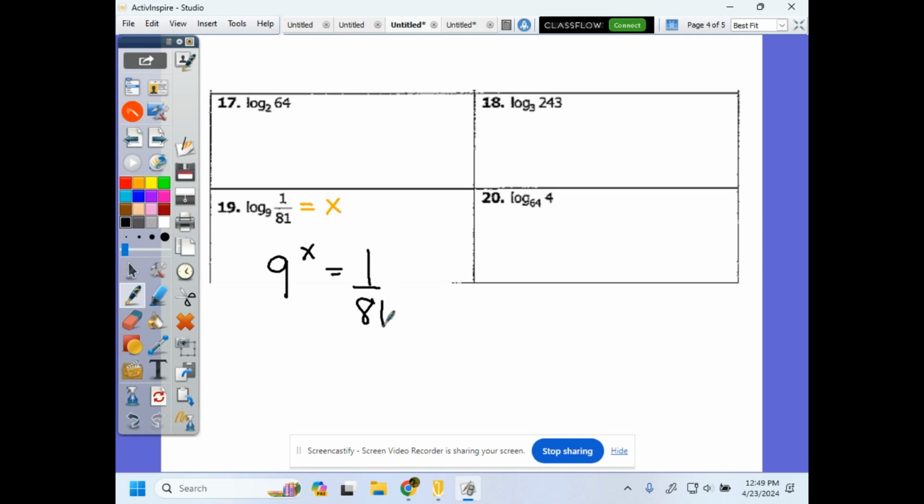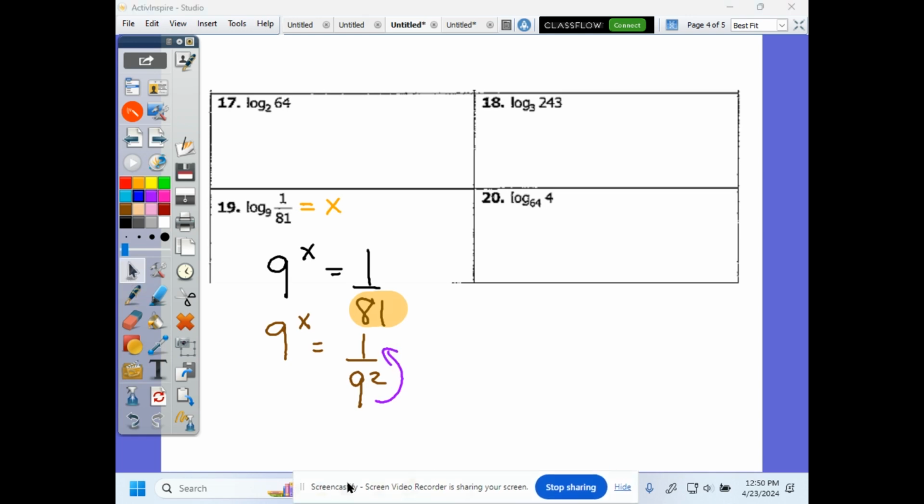You know that 81 and 9, you can make their base the same. The only problem is that the 81 is at the bottom. So we can write it as 9 to the x equals 1 over 9 squared. We know that 9 squared is 81. 9 times 9 is 81. But I need to bring this up. If I bring it up, what do you think will happen? It becomes 9 to the x equal to 9 to the negative 2. Remember, if we move it up, the sign changes. And the bases cancel out. So the value of x is equal to negative 2. Therefore, the answer here is equal to negative 2.